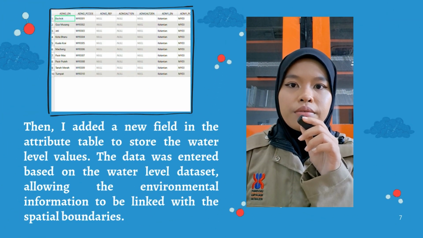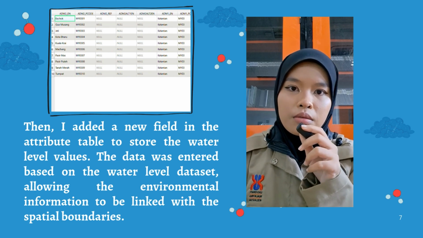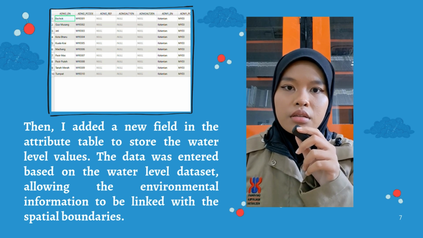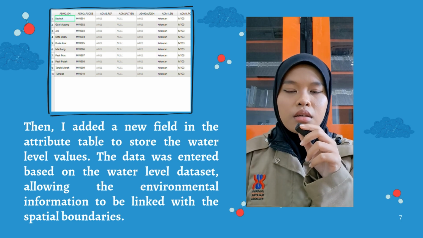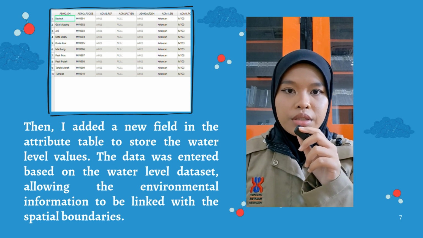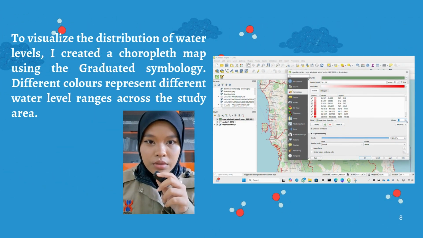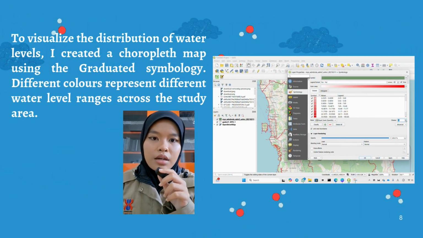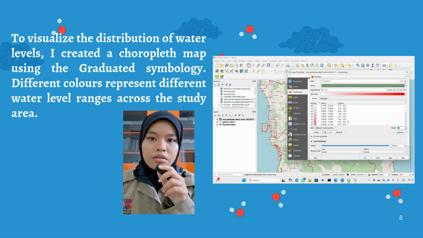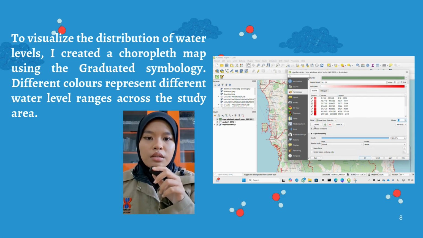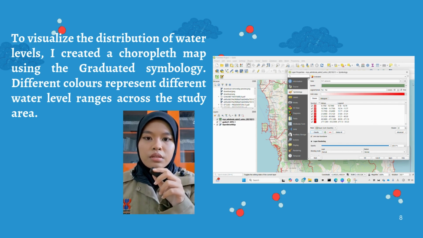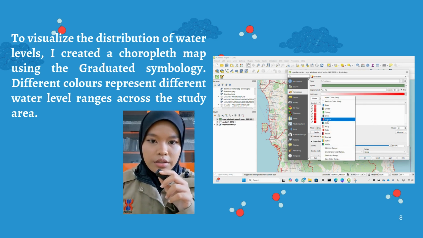Then I added a new field in the attribute table to store the water level values. The data was entered based on the water level dataset, allowing the environmental information to be linked with the spatial boundaries. To visualize the distribution of water levels, I created a choropleth map using the graduated symbology. Different colors represent different water levels ranged across the study area.